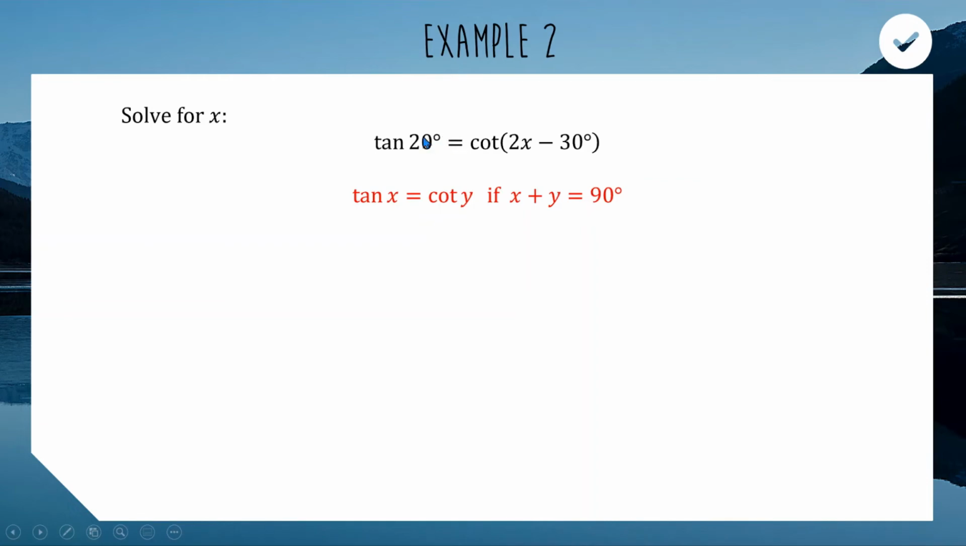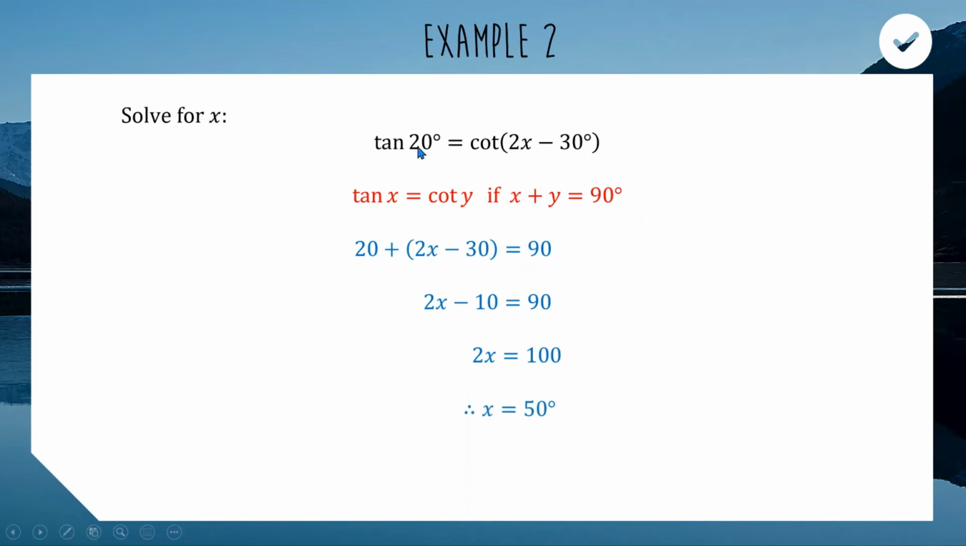We know that 20 plus 2x minus 30 should give us an answer of 90 if tan and cot are going to be equal. Okay, complementary angles. So now we've gone from a very hard equation to a very easy equation. We can just do 20 take away 30 is minus 10. Add the 10 across and we get 2x is 100. And so we get our answer of x equal to 50.